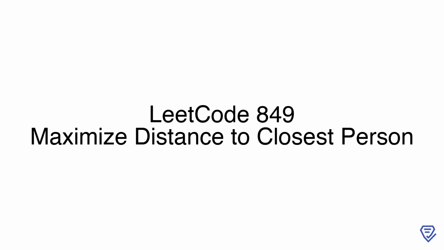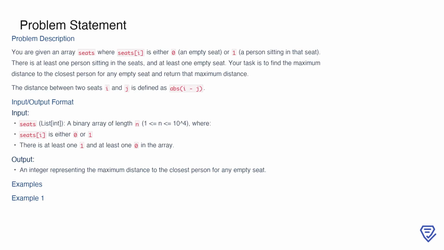Let's dive in. In this problem, you are given an array called seats, where each element represents either an empty seat, denoted by 0, or a seat occupied by a person, denoted by 1. Your goal is to determine the maximum distance between any empty seat and the closest occupied seat. The distance between two seats, located at indices i and j, is defined as the absolute difference of their indices, or abs(i - j).